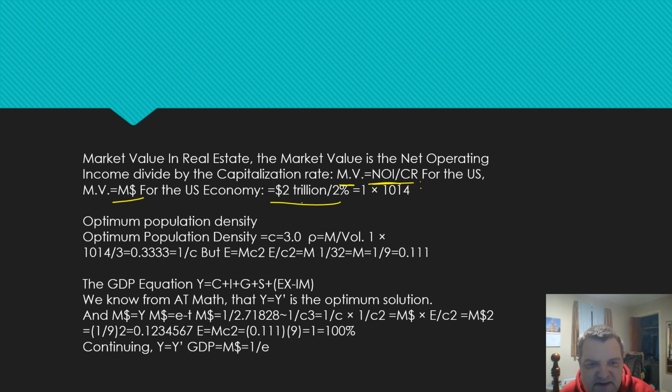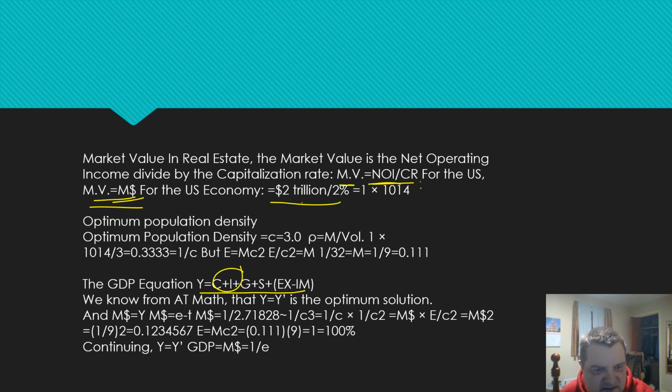But we know that E equals mc squared from Einstein. So E over c squared equals m. 1 over 3 squared equals m equals 1 over 9 equals 0.111. The GDP equation, which we already talked about in previous papers, is Y is equal to consumption plus investment plus government spending plus savings plus exports minus imports. We know from AT math that Y equals Y prime is the optimum solution. That I is foreign investment, by the way. And the money, the dollar sign, which up here we know is market value, is equal to Y.